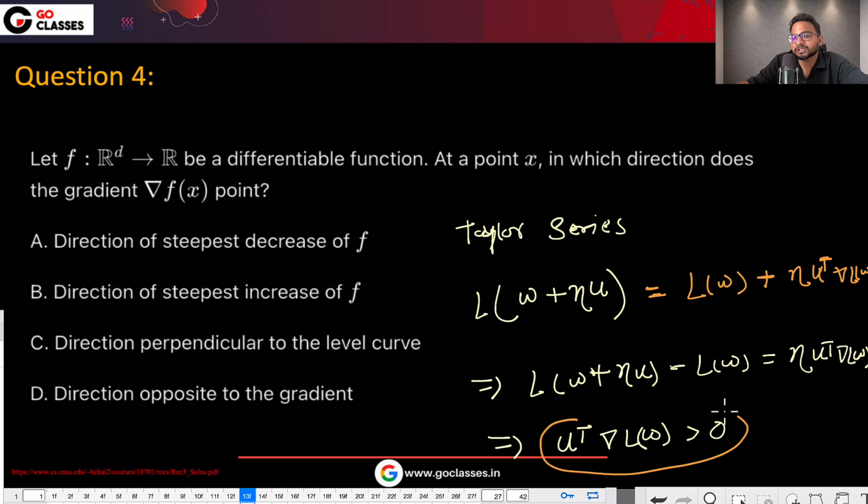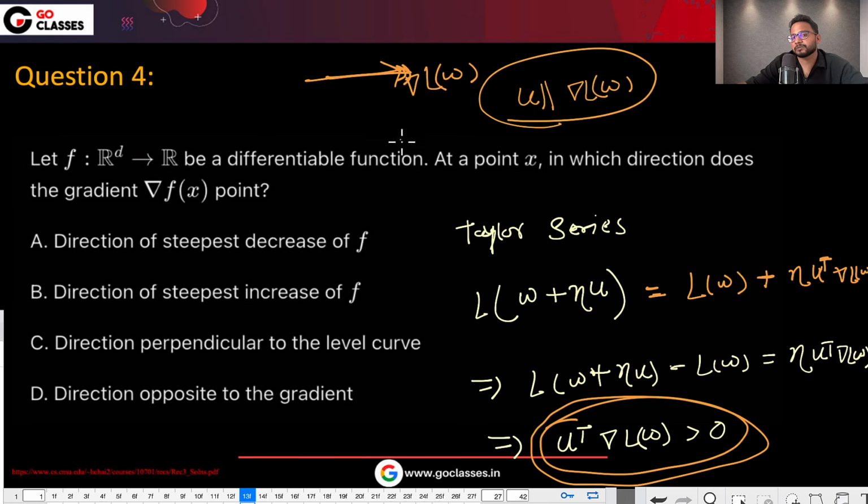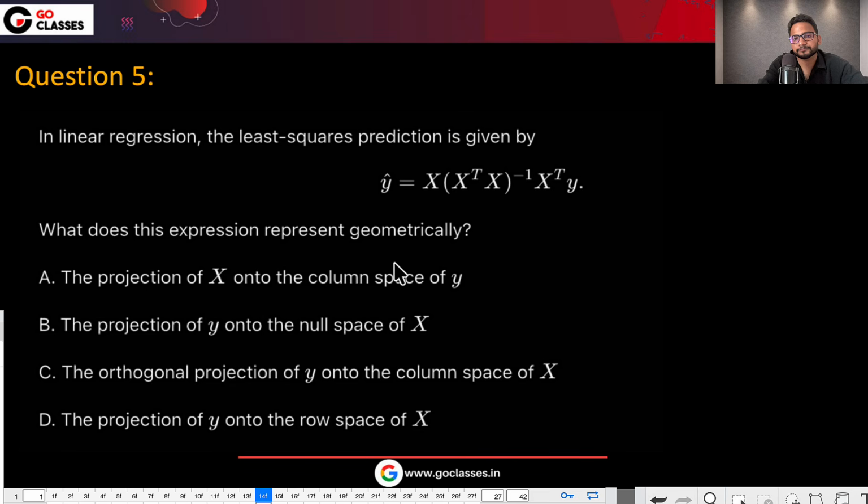For increasing, you want to know the value of u, in which direction you should go, such that this is greatest. You are taking the dot product of two vectors, and the direction of the gradient of L(w) is anyway fixed. So the u direction must be parallel to it. So u should be parallel to the gradient of L(w), then the steepest increase will be there. So the steepest increase direction is the gradient of L(w). That's why B is the correct answer here.